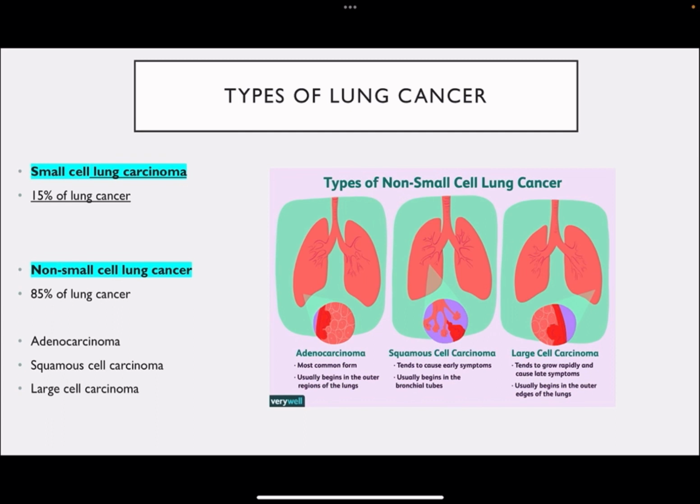in the outer regions of the lungs; squamous cell carcinoma, which tends to cause early symptoms and usually begins in the bronchial tubes; and large cell carcinoma. This tends to grow rapidly and cause late symptoms and usually begins in the outer edges of the lungs.